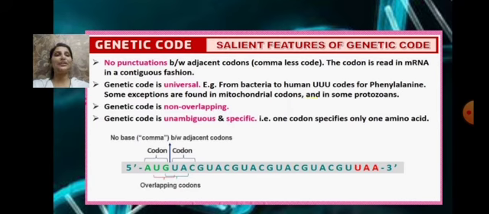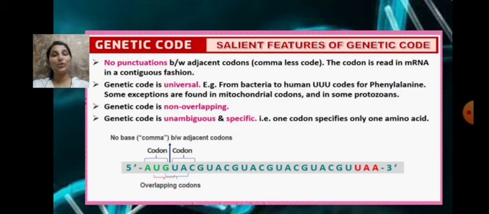The genetic code is universal. For example, from bacteria to humans, the codon UUU codes for phenylalanine. Some exceptions are found in mitochondrial codons and in some protozoans. Other than mitochondrial codons and protozoans, from bacteria to humans, they are universal. The genetic code is non-overlapping. They do not overlap over each other. And the genetic code is unambiguous and specific. One codon specifies only one amino acid. So there is no overlapping, there is no punctuation, and they are highly specific. One codon codes for one specific amino acid.